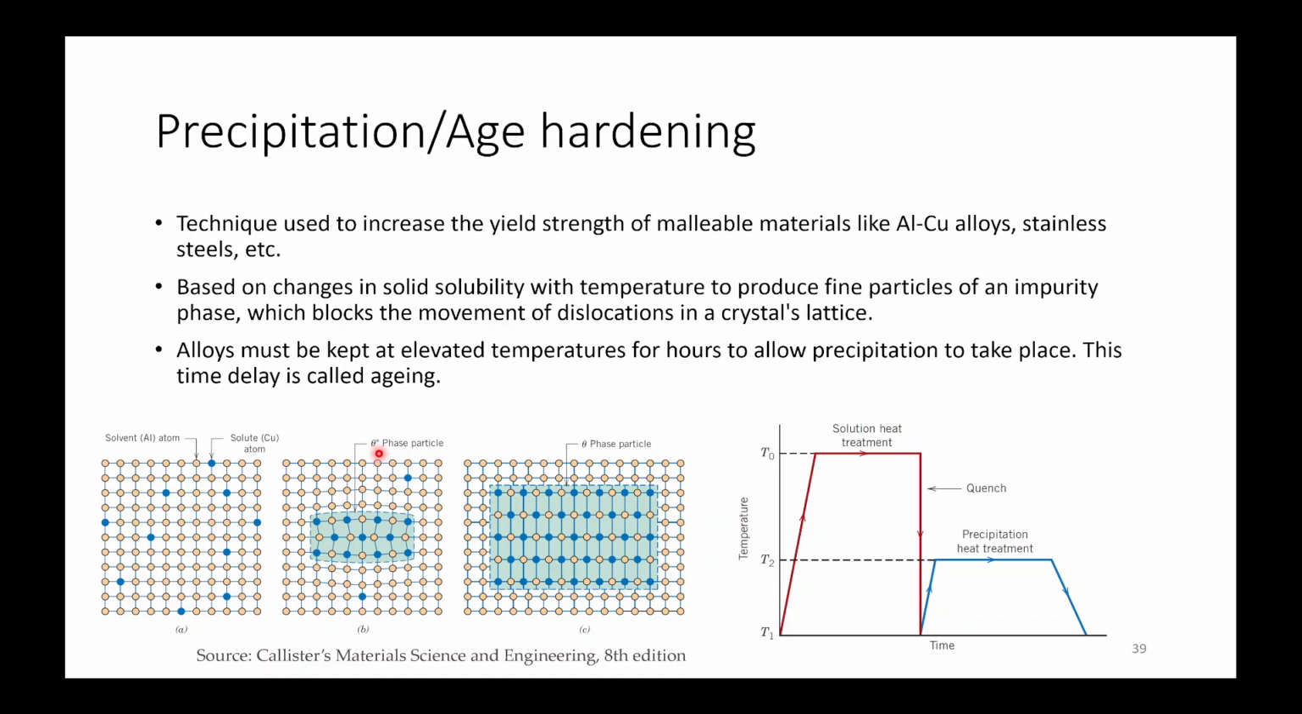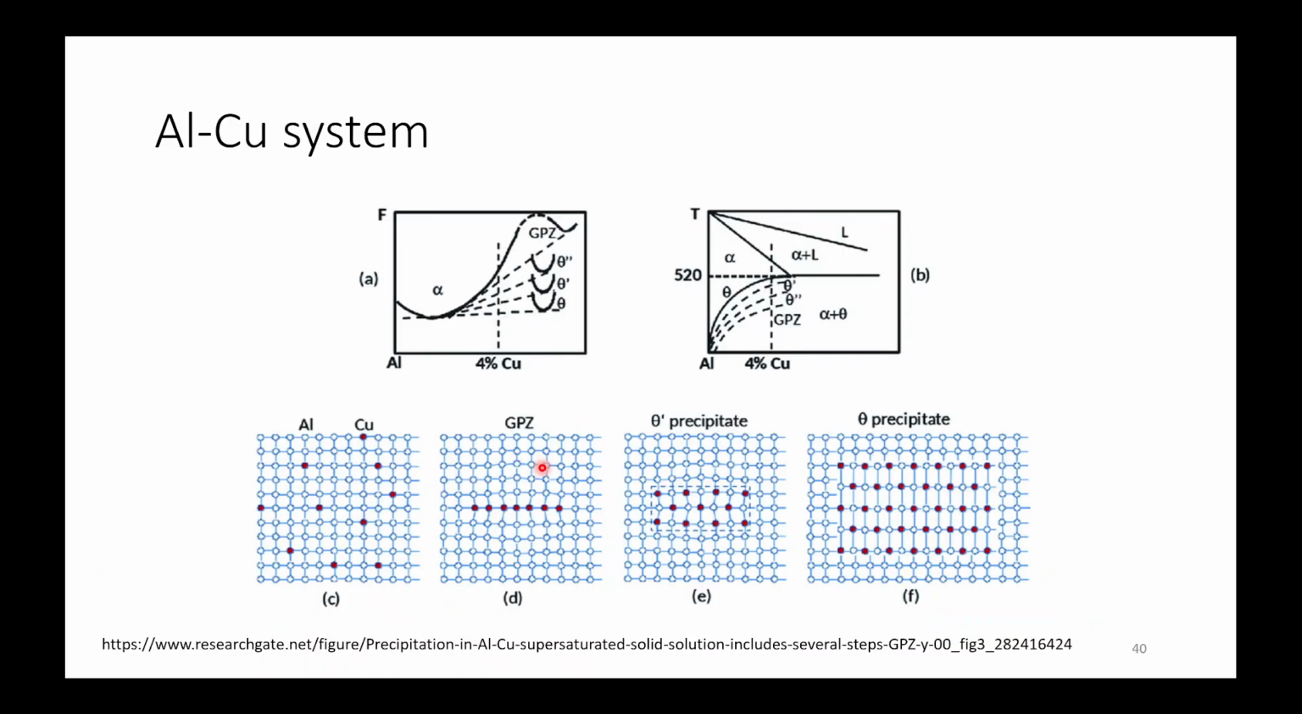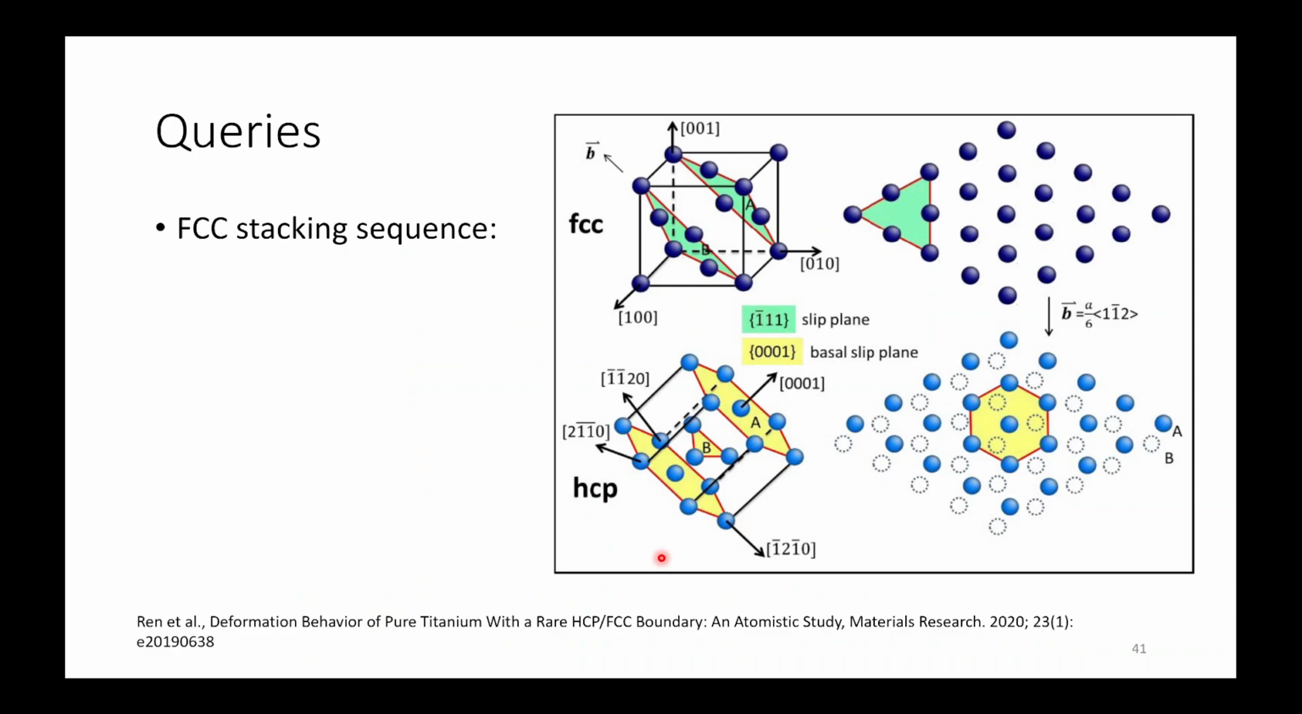Now here it is the theta double prime phase, then it will lose coherency, then it will be the theta phase particle. Initially there will be GP zones, which are nanometer in size and provide a lot of hardness, and this is for the aluminium copper type of system. So it keeps on losing coherency, leading to less strength in the material.